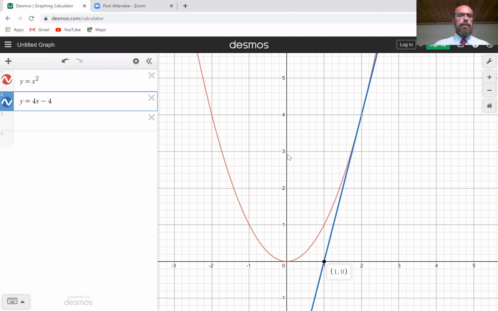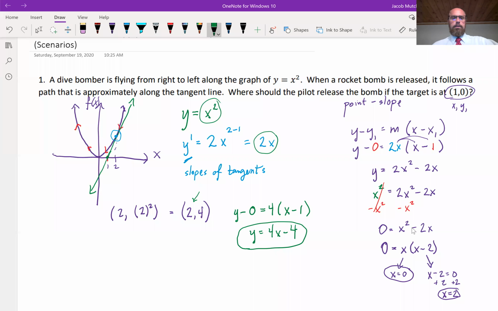So again, I've got my function here in red. That's the parabola. And then I've typed in that equation y equals 4x minus 4. And again, the 2 points I was checking here is 2, 4. That's really our answer. And also this location that we're trying to strike with the bomb at 1, 0. Well, let's go back and finalize that answer. So we'd come up with this point 2, 4.